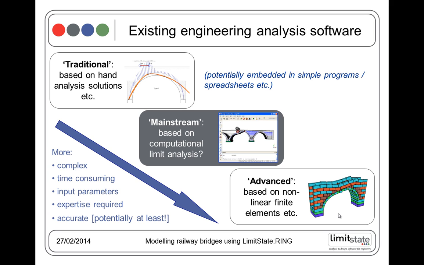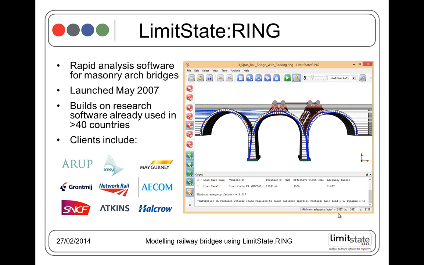In terms of current software, we have the LimitState Ring, which is the first product that we launched back in 2007. Actually, it arose from research carried out in the early 90s, initially funded by what was then called British Rail Research, who wanted to understand what the capacity and margin of safety was for their stock of railway bridges. It then got picked up by an organisation called Railtrack, who basically sponsored the release of the very first publicly available version. It then got picked up by the International Union of Railways, UIC, which led to the development and release of LimitState Ring in May 2007. I think it was released at the UIC headquarters in Paris. And now there are a large number of clients across the world.